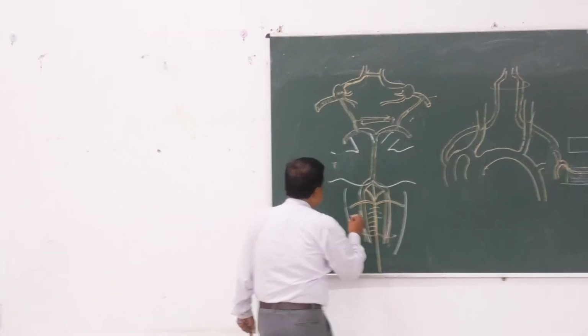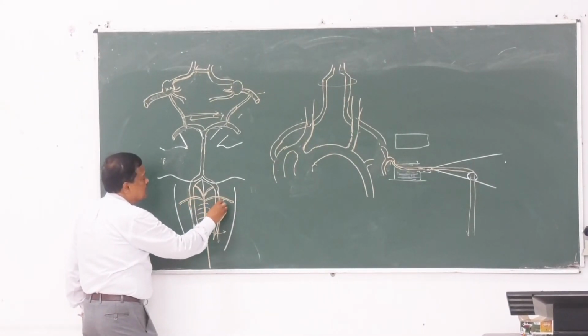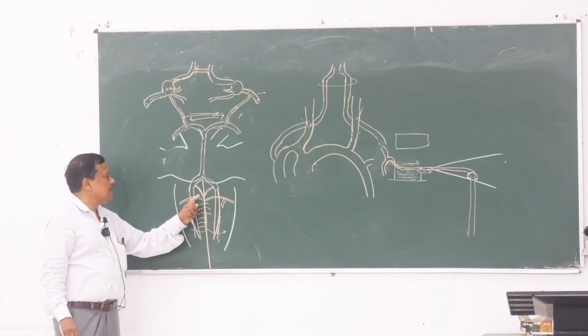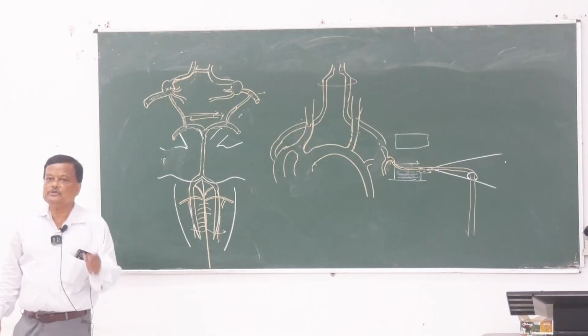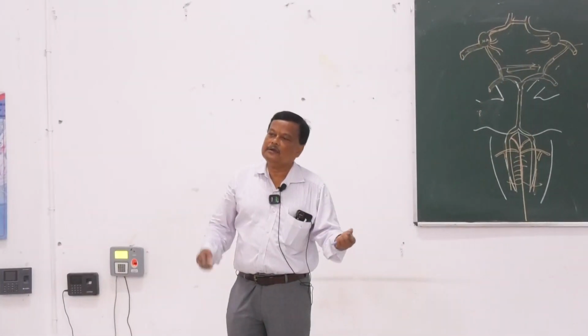Next, it gives a branch, the posterior spinal artery. Sometimes the posterior spinal artery may arise from the vertebral artery also. So in some books, the vertebral artery has the posterior spinal artery as its branch. But in the maximum percentage of cases, the posterior spinal artery arises from the posterior inferior cerebellar artery. Whatever it may be, both are correct.